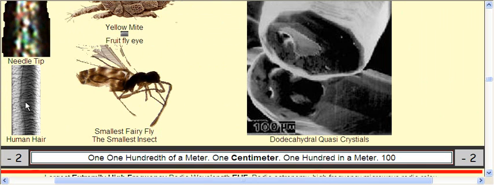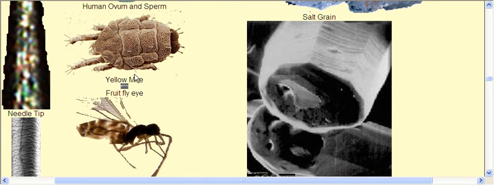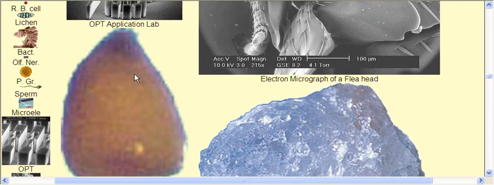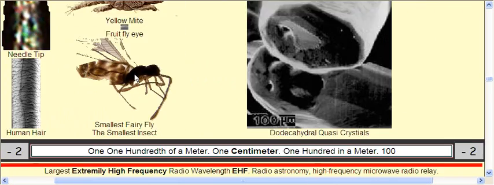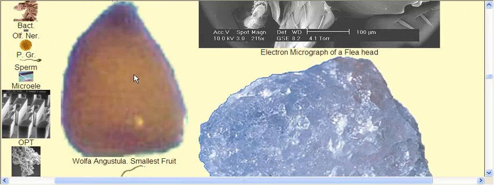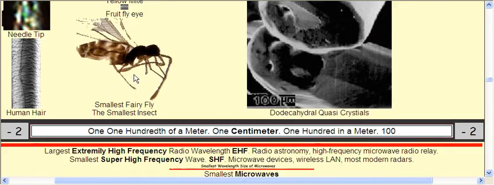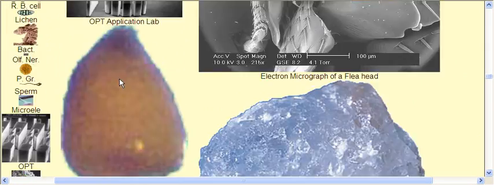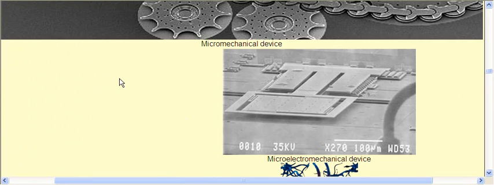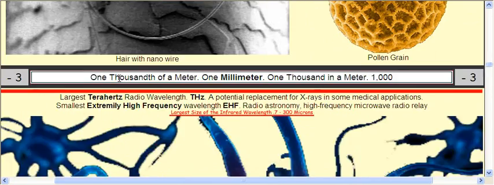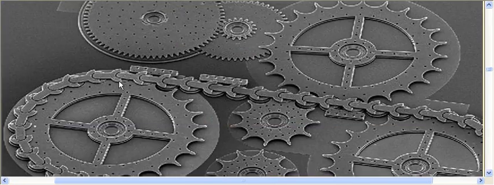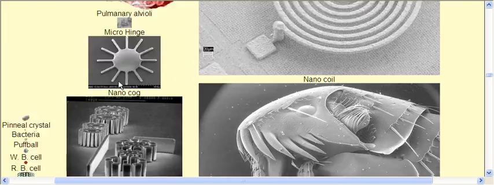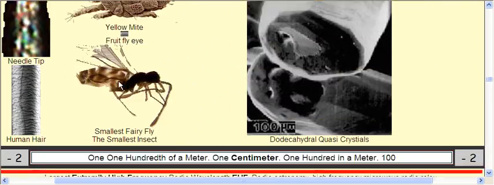Here's a human hair next to a mite and a sperm. Oh yeah, so the sperm can reach almost all the way across a human hair. I got that confused with the section above it. Wait, hold on. Yeah, that was the section above it. Make sure to remember the demarcation lines.